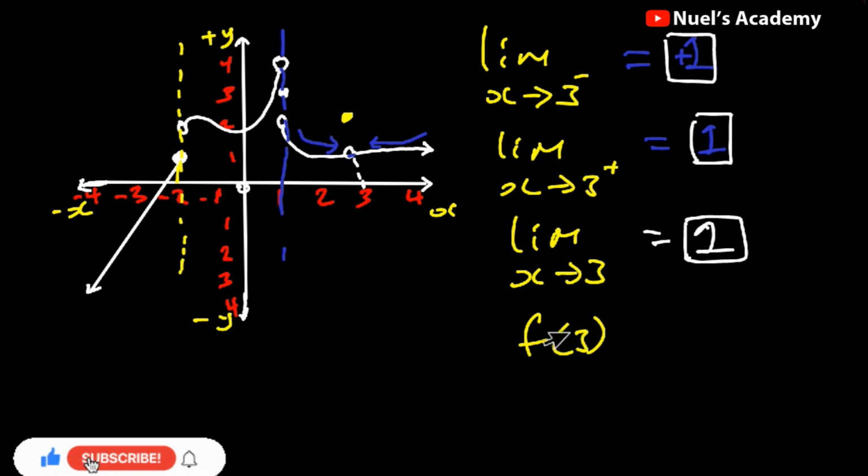Now for f of 3, at this line on 3, you choose the y value that corresponds to a point there. So this is the point, and the y value there is equal to 2. So f of 3 is equal to 2. And this is it for this video.